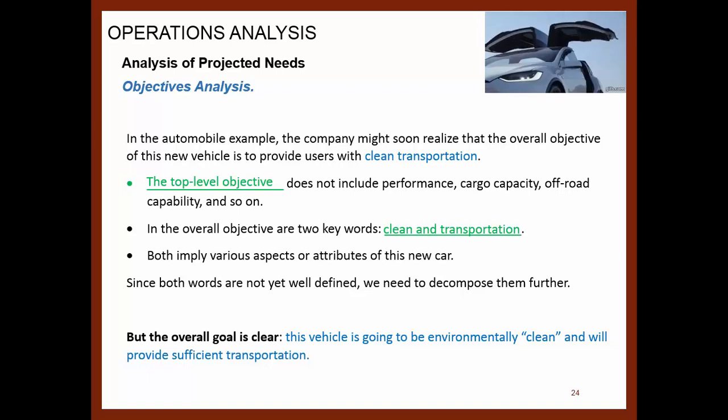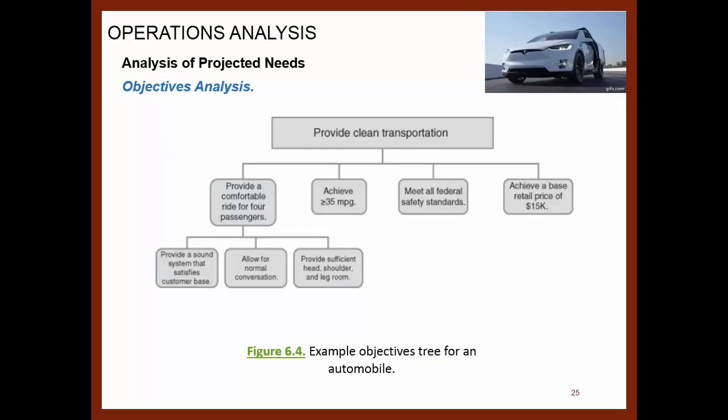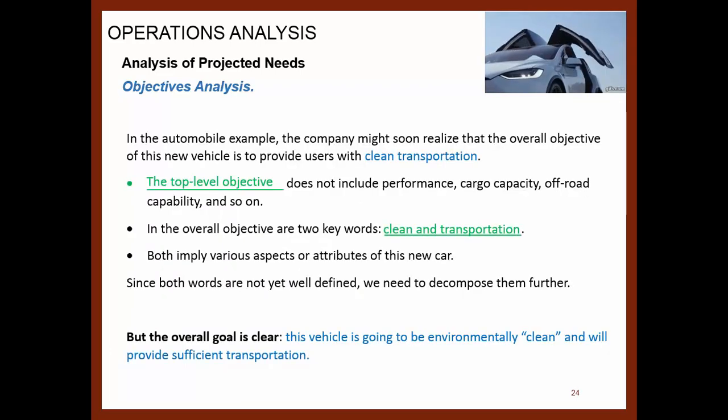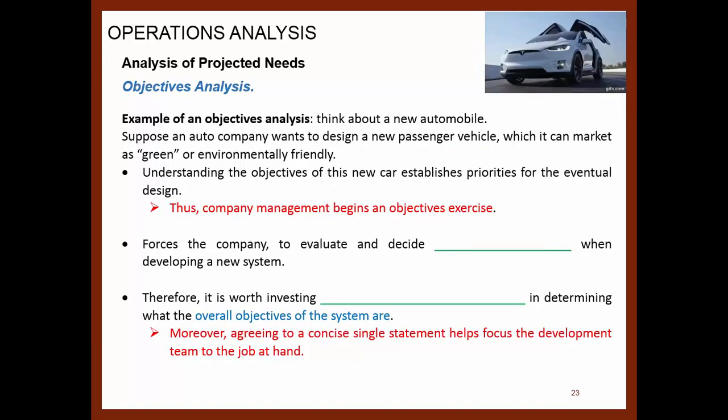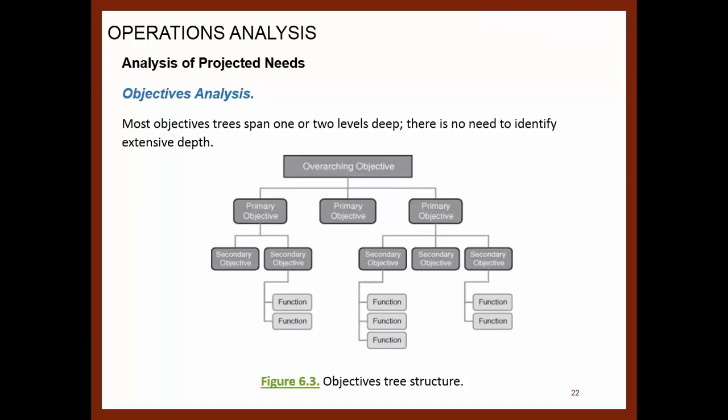Both imply various aspects or attributes for this new car. Since both words are not yet well defined, we need to decompose them further. But the overall goal is clear. This vehicle is going to be environmentally clean and will provide sufficient transportation. So we go back to this. I want to use that overarching objective and I want to start decomposing that.